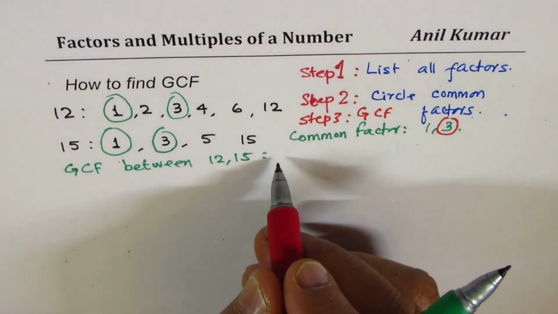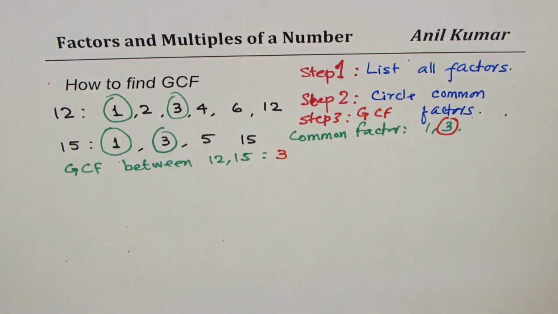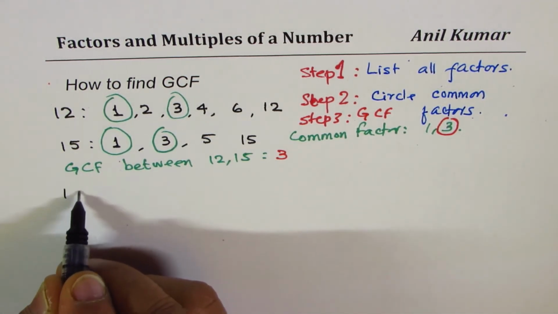Okay, so we get our answer as 3. Does it make sense to you? Correct? So that is how you are going to do this exercise. Now, let me add one more number to this. So let's add a number 18 to our list.